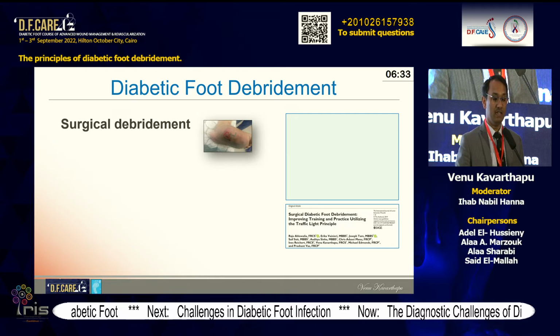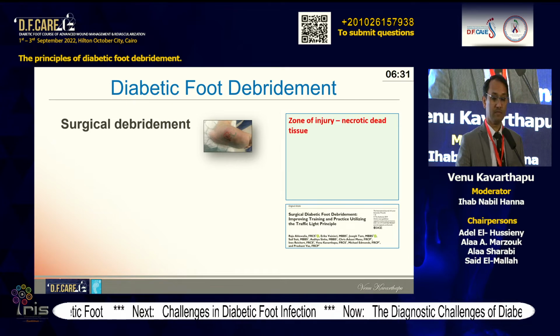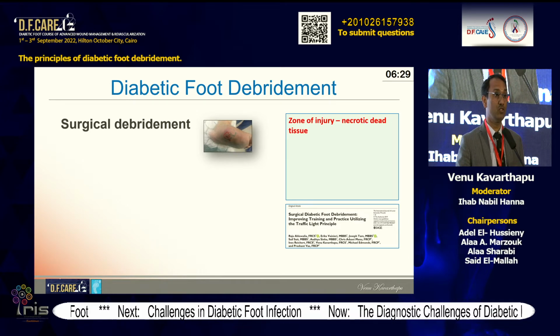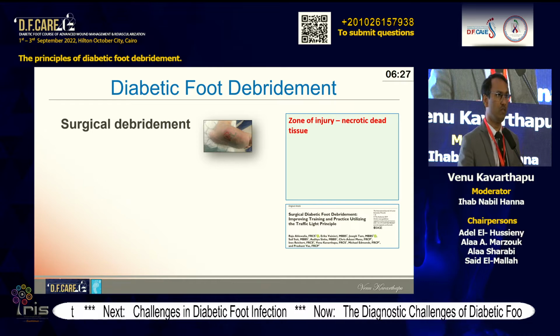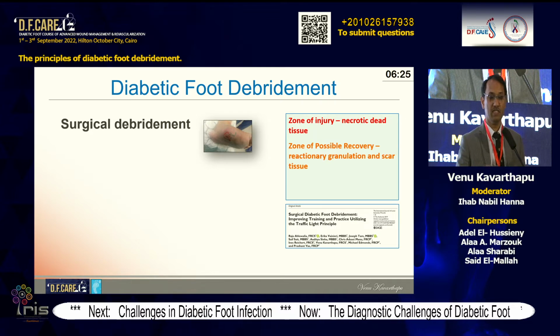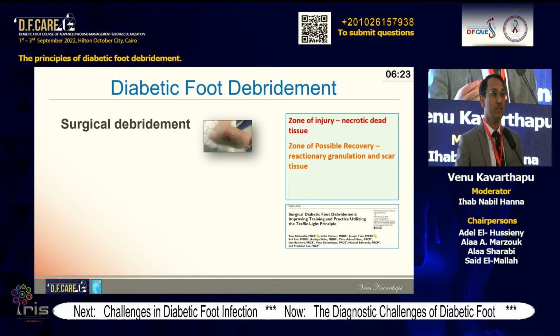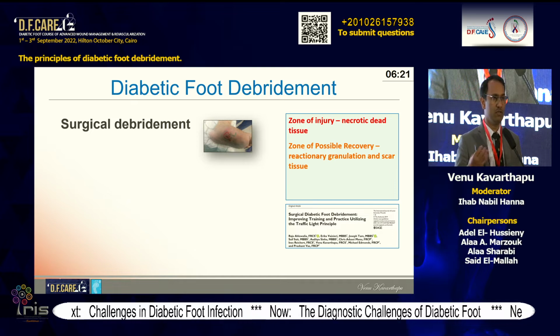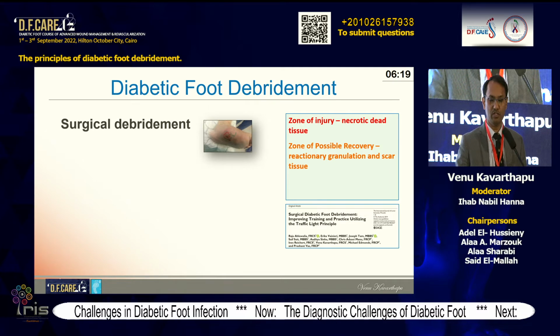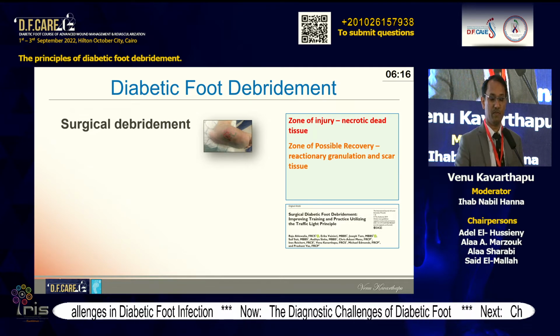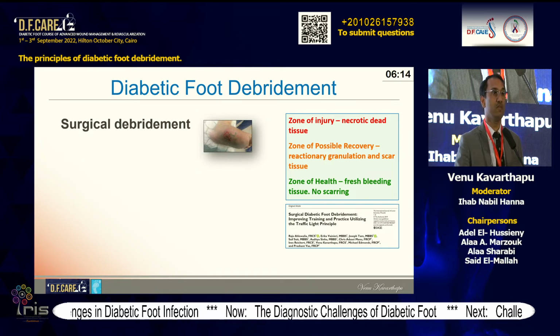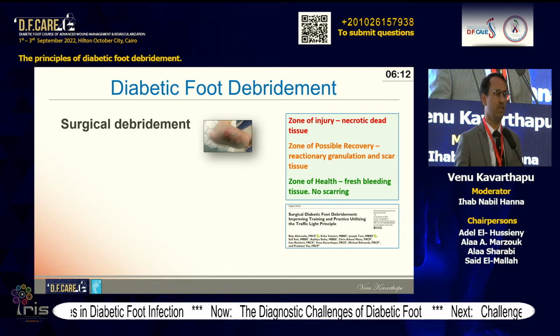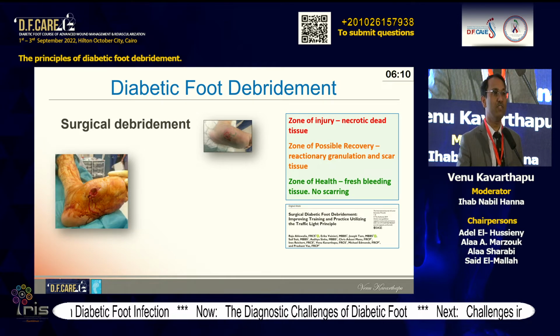What we see here is a diabetic foot ulcer. It has the red zone, the zone of injury, which is obviously infected and necrotic, surrounded by a reactive zone that has scar tissue and granulation tissue, with pockets of infection here and there, which is surrounded by the healthy zone. We're all familiar with this, but this study has re-emphasized that.